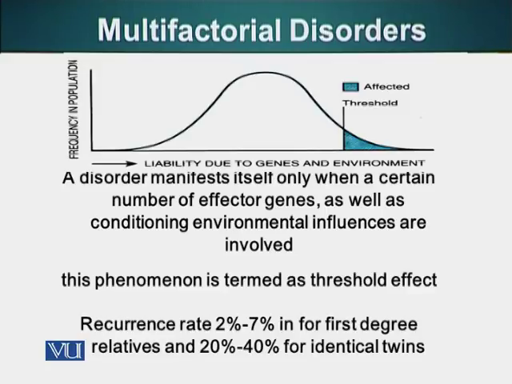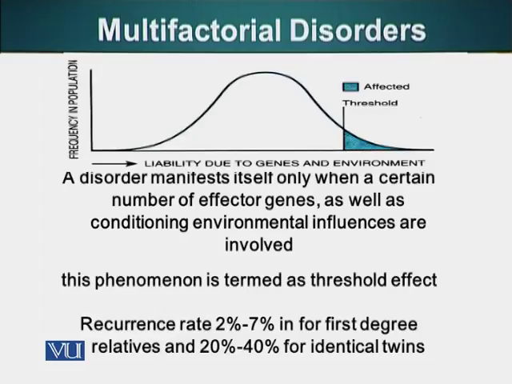Recurrence rate for first degree relatives, I'll explain what first degree relatives are in the next slide, but let me tell you, first degree relatives are basically those who have 50% of our genes in common, like parents, siblings, or children. So the recurrence rate is 2% to 7%. If we are talking about Mendelian genetics, we have said that even in recessive disorders, the siblings have a 25% recurrence chance. But in multifactorial, it is 2 to 7% because genetics is playing a smaller role as compared to the environmental factors.